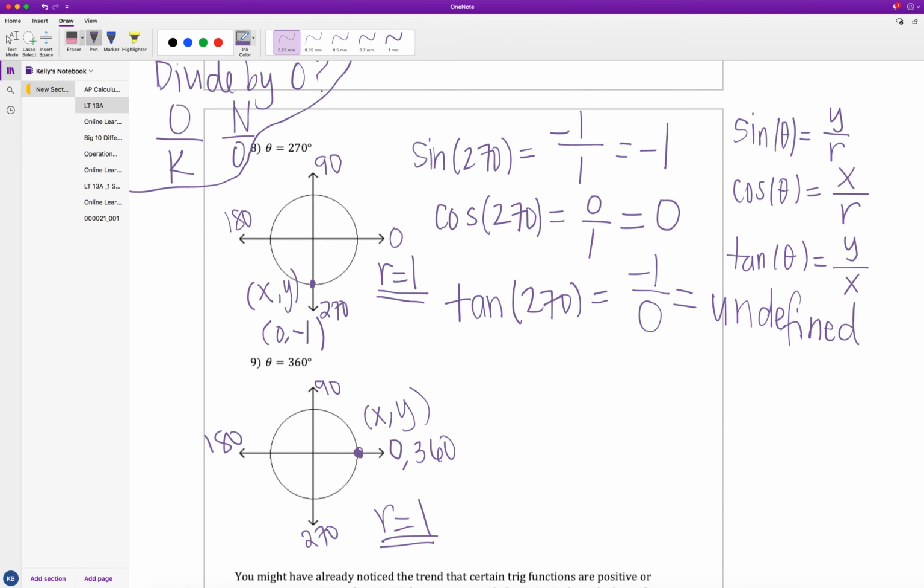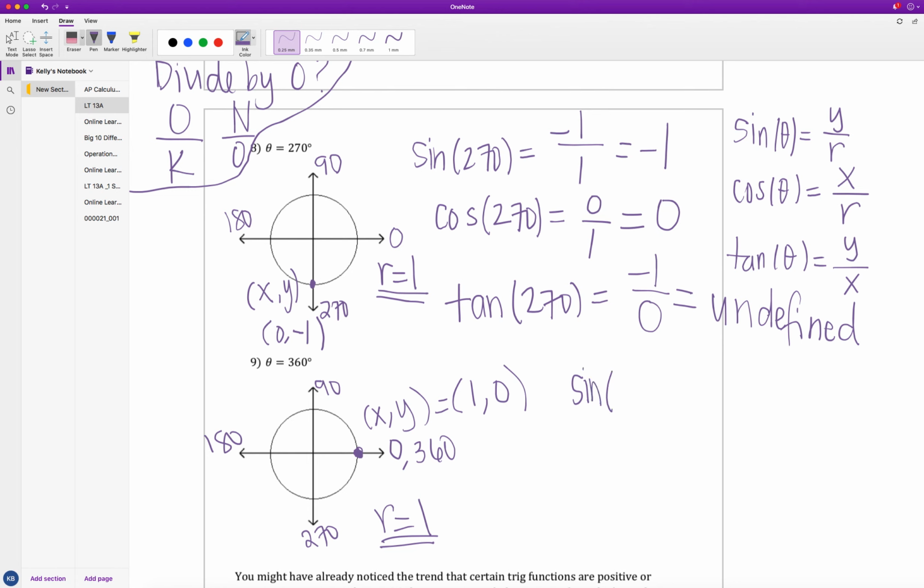And my y value, well, I didn't move up or down, so my y value this time is going to be 0. This is kind of flipped of before, because before we were on the y-axis. So when I'm on the y-axis, my x is 0 and my y is going to have a value. But if I'm on the x-axis, my x will get a value and my y will be 0. Why don't you guys pause the video right now and find sine, cosine, and tangent of 360 degrees, and then we'll check it.